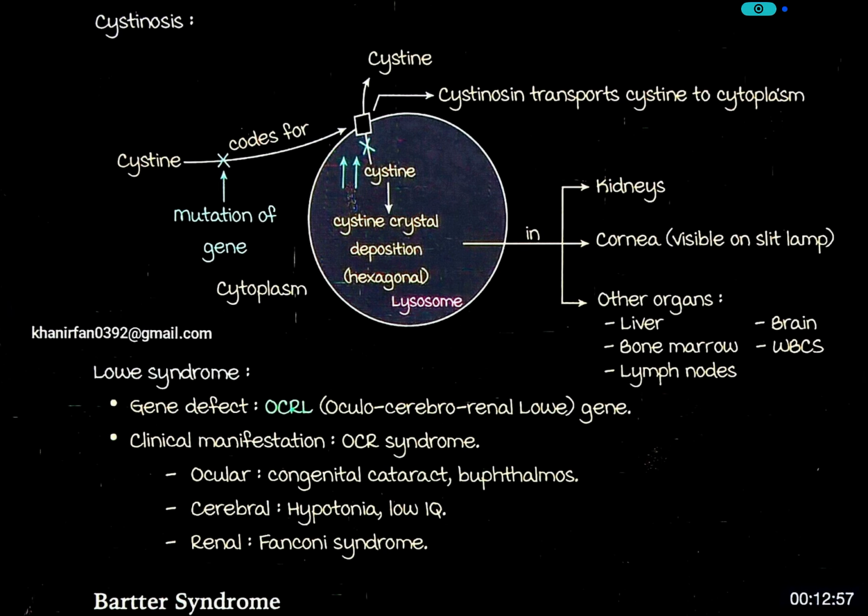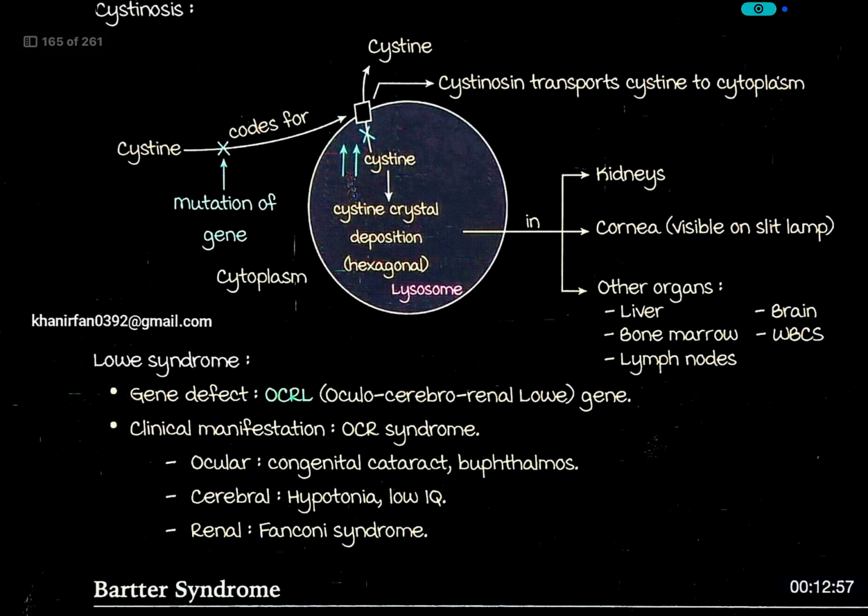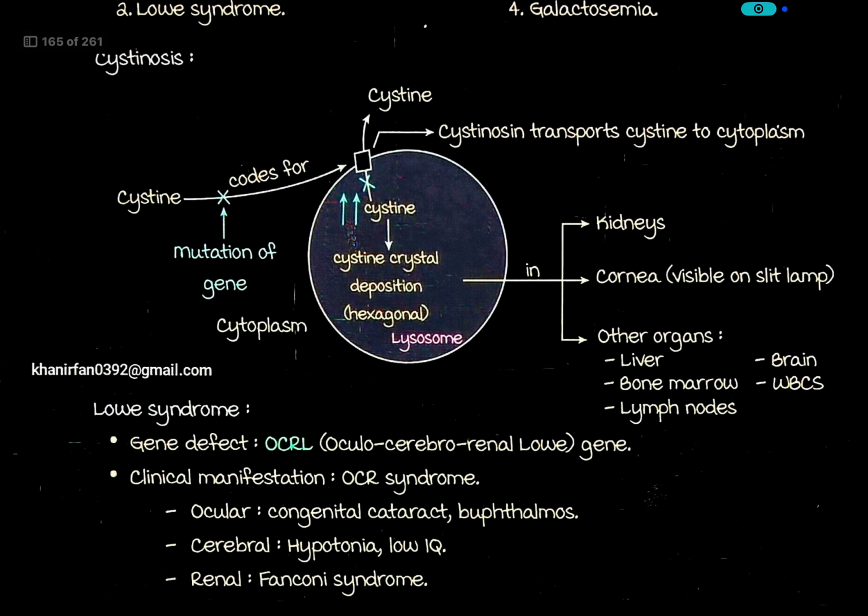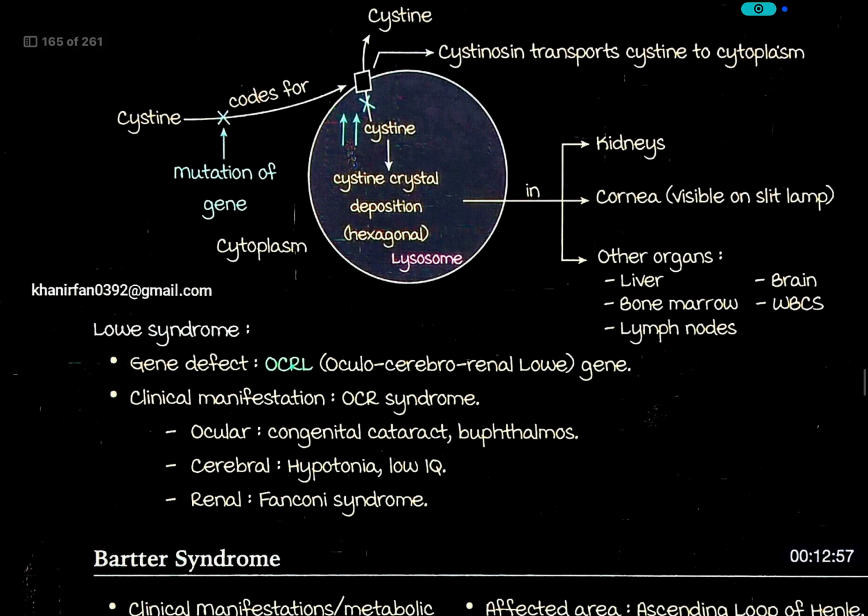Cystinosis. There is increased cystine because there is a mutation of a gene which codes for cystinosin, which transports cystine to the cytoplasm, and hence there is increased cystine in the lysosome. That deposition is seen in kidneys, cornea, visible on slit lamp, and other organs like liver, bone marrow, lymph nodes, brain, WBCs. That is called your cystinosis.